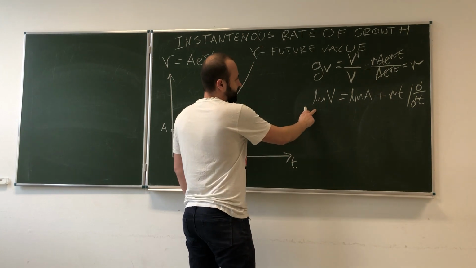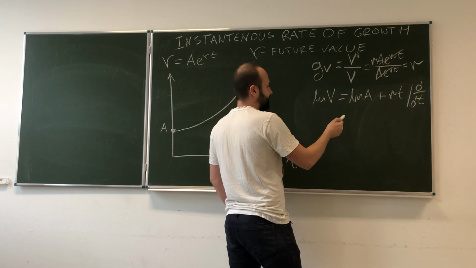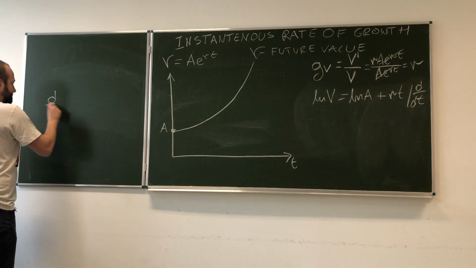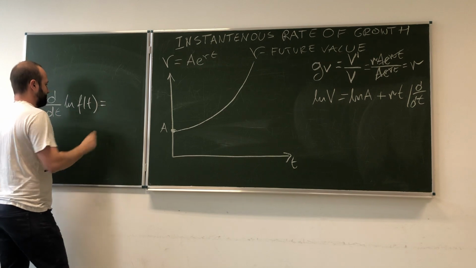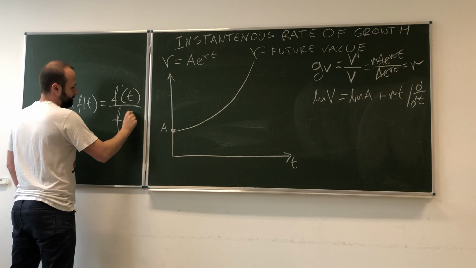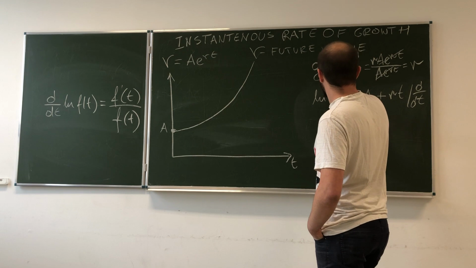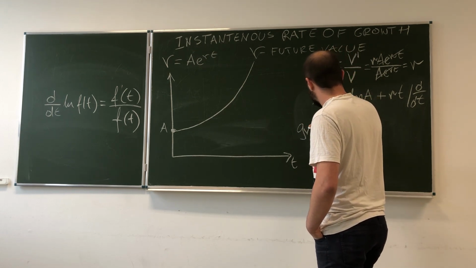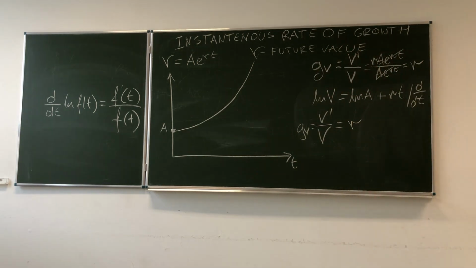Now, if I differentiate this with respect to time, what am I getting over here? Look, here we've got a function of V, and V is a function of time. So here we need to use the chain rule. And look, right away we obtain V prime over V, or simply the growth rate of V. And again we see that it's equal to r.